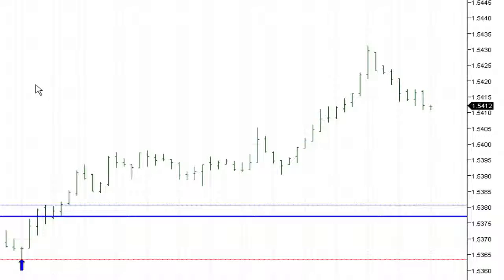So that's the pound dollar. Like I said, I just wanted to have a quick run through of why I missed it and what's happened since then.